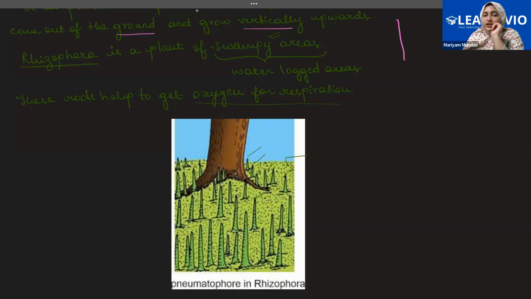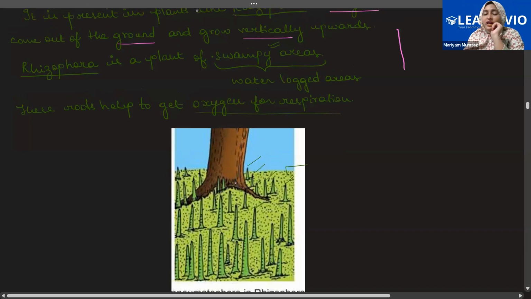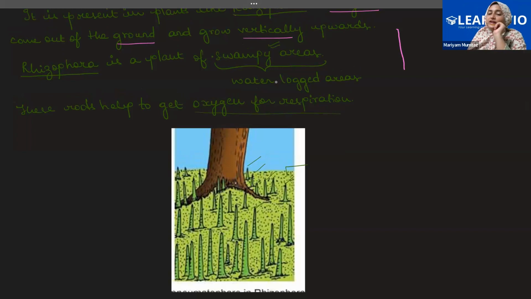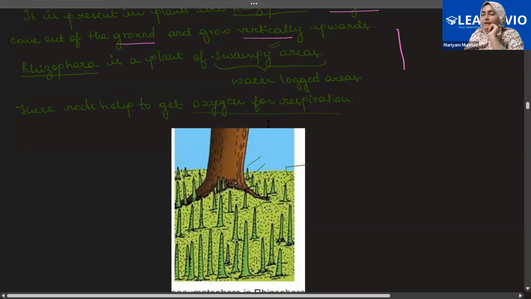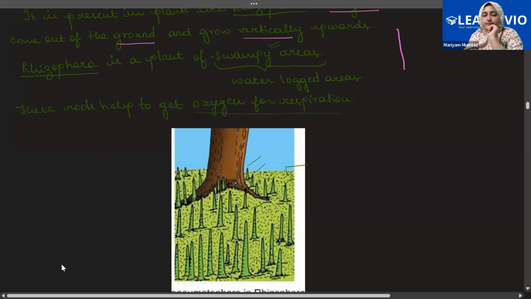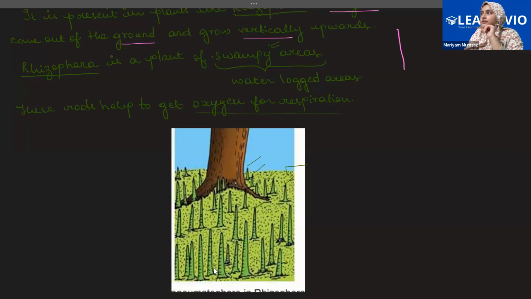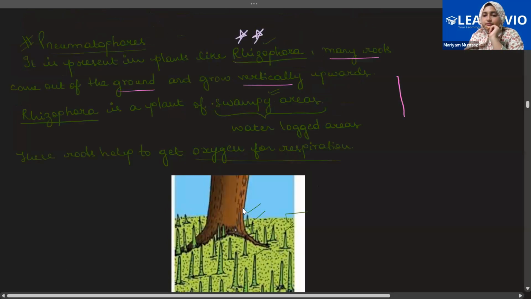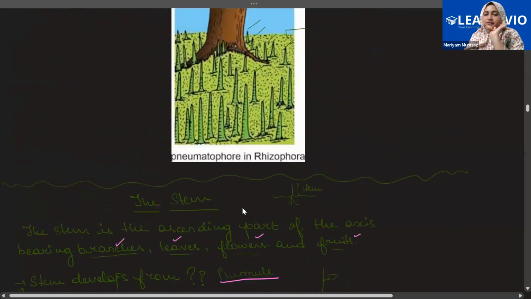So what are they going to do? They make a root modification wherein the roots come out of the ground and grow vertically upwards, and these roots help the plants to get oxygen for respiration, right? Once the roots are up in the air, they get the oxygen. This much is clear. Any doubts up until now?